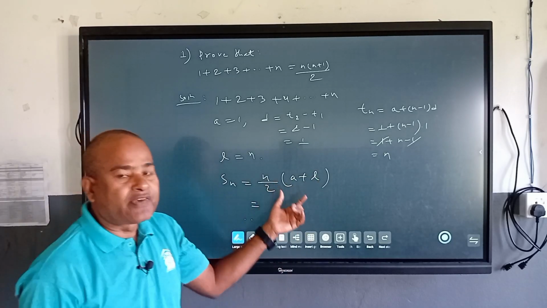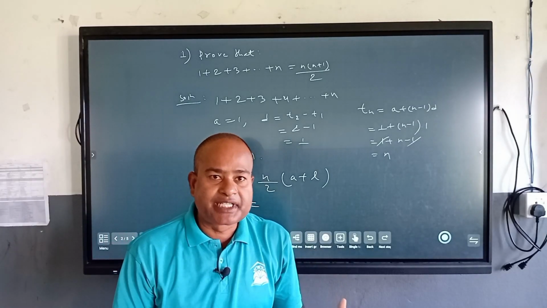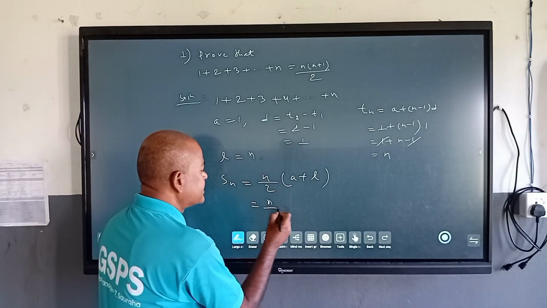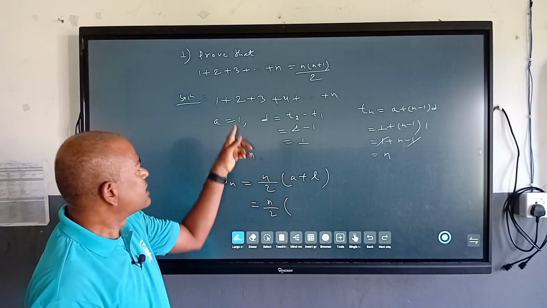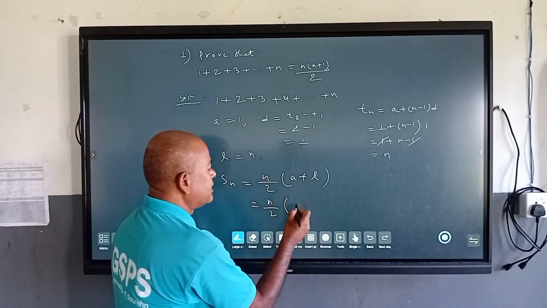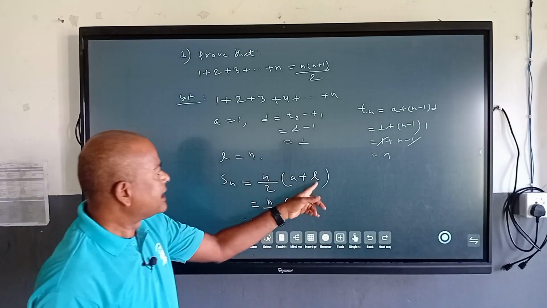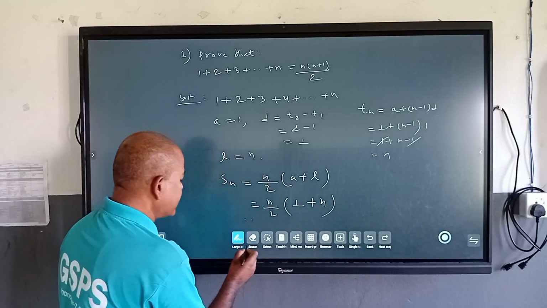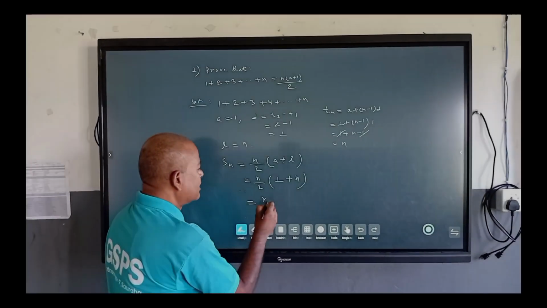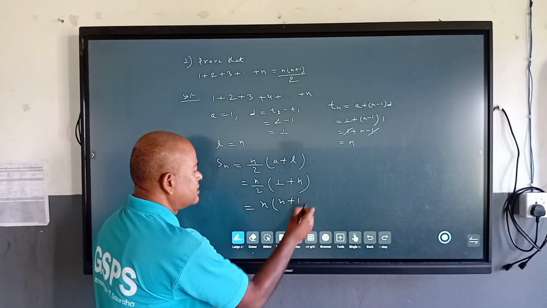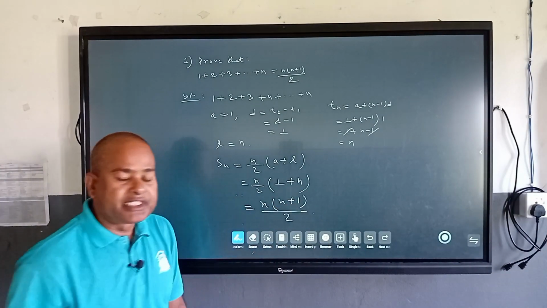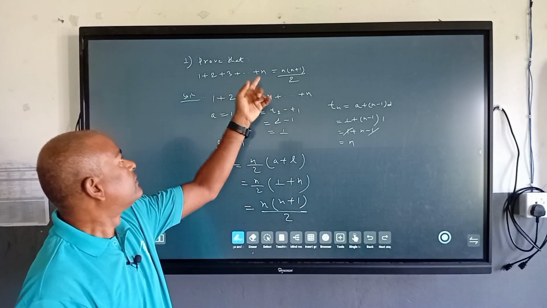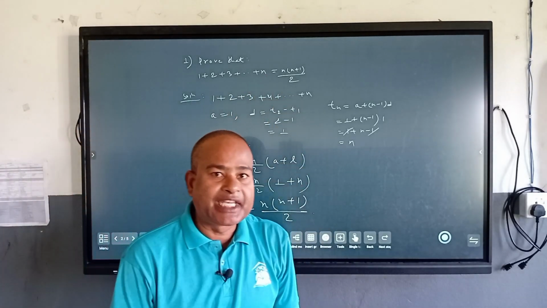This is the formula to find the sum of an arithmetic series when the first term and last term are given. Dear students, here the first term is 1, so we can put the value of a as 1, and the last term is n. So dear students, we get n times (n plus 1) over 2. So this is the proof of the formula of the sum of the first n natural numbers.